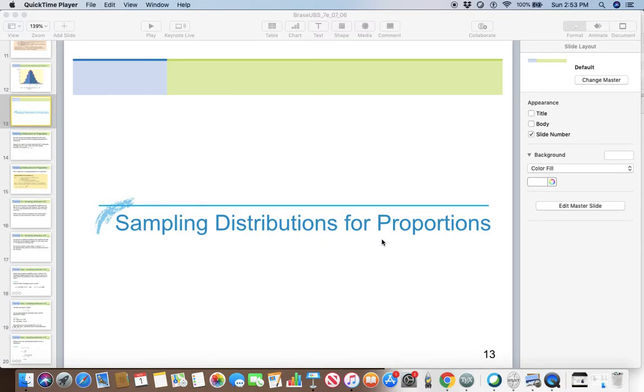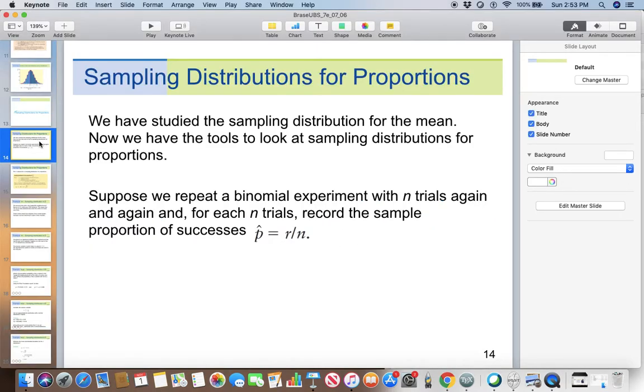Sampling distributions for proportions. We have studied the sampling distribution for the mean. Now we have the tools to look at sampling distributions for proportions. Suppose we repeat a binomial experiment with n trials again and again, and for each n trials, record the sample proportion of successes. P hat is R over n.